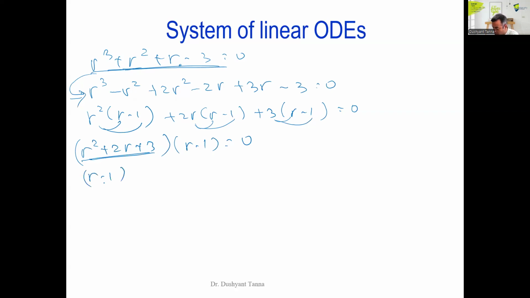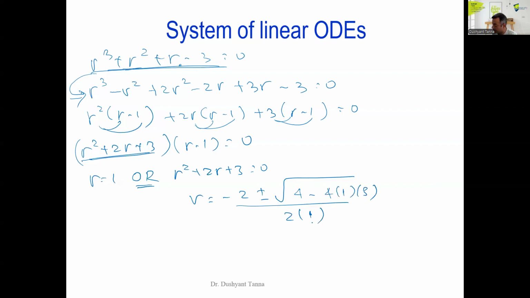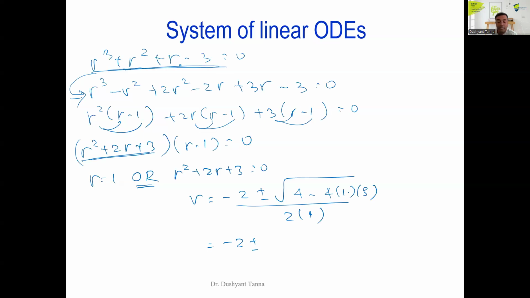So your R minus 1 up here, so that will give you, sorry, I'll just write everything here. So R is equal to 1, or your R square plus 2R plus 3 is 0. Obviously, you can't factorize it easily. So what we have, R is equal to minus B plus or minus square root of B square minus 4AC over 2A. Right? So minus 2 plus or minus square root of 4 minus 12, which is minus 8. So I'll write everything, minus 8, in this step over 2.